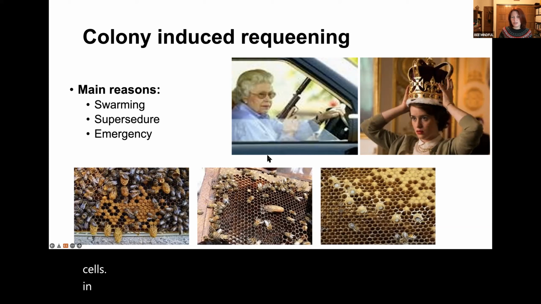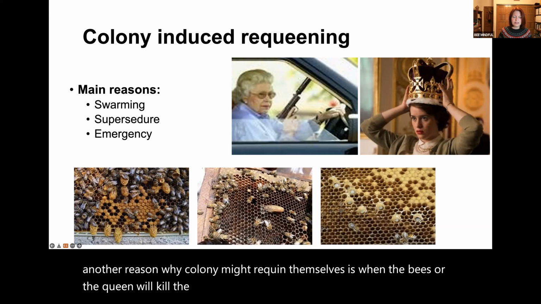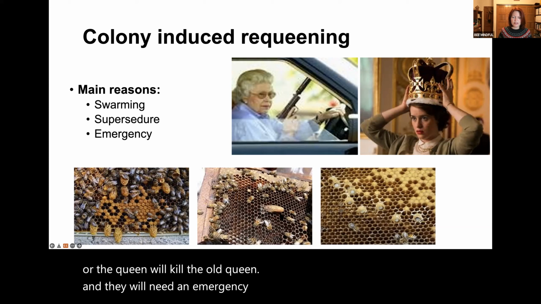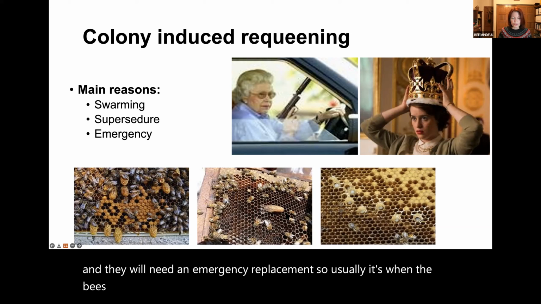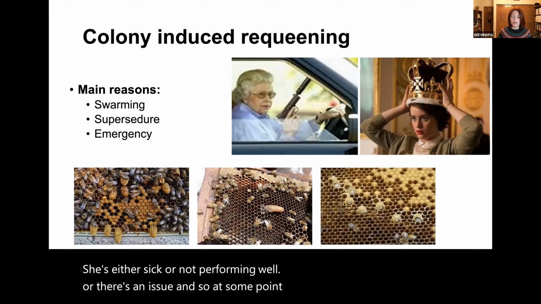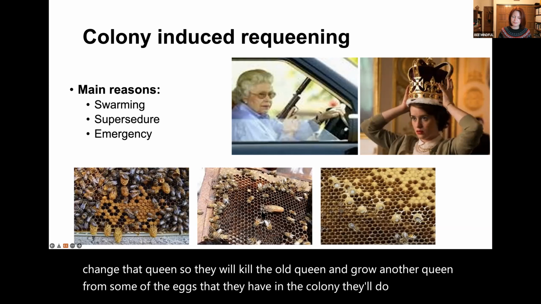Another reason why a colony might requeen themselves is when the bees will kill the old queen and they will need an emergency replacement. So usually it's when the bees decide that there's a problem with the queen. She's either sick or not performing well, or there's an issue. And so at some point they decide to change that queen. So they will kill the old queen and grow another queen from some of the eggs that they have in the colony. They'll do that themselves.